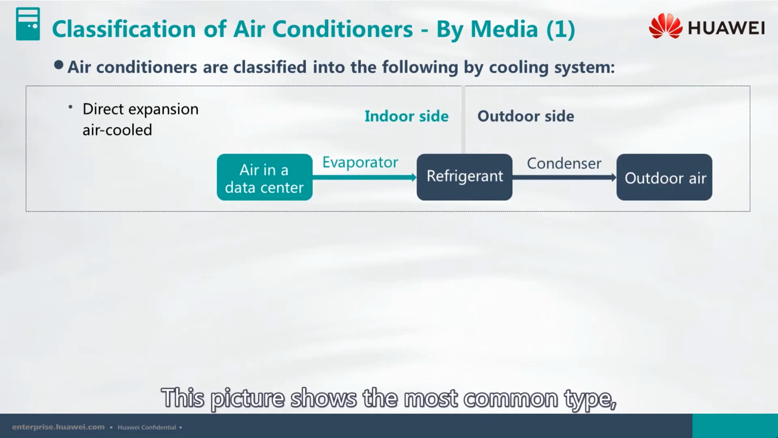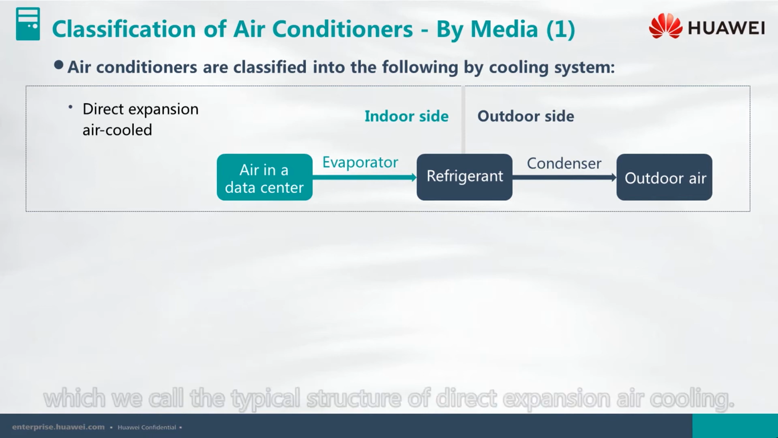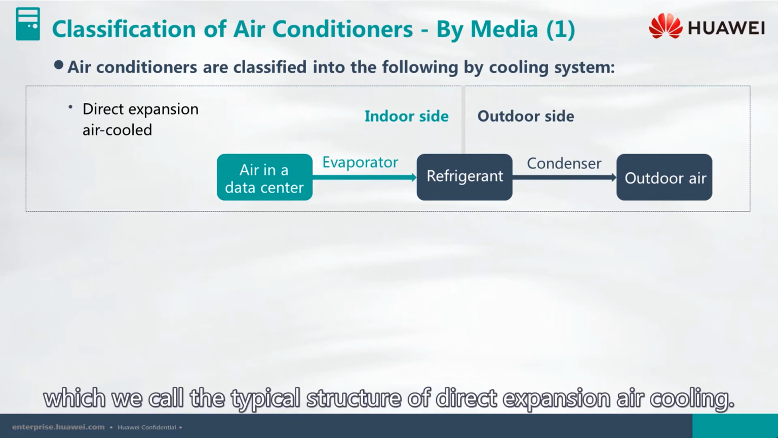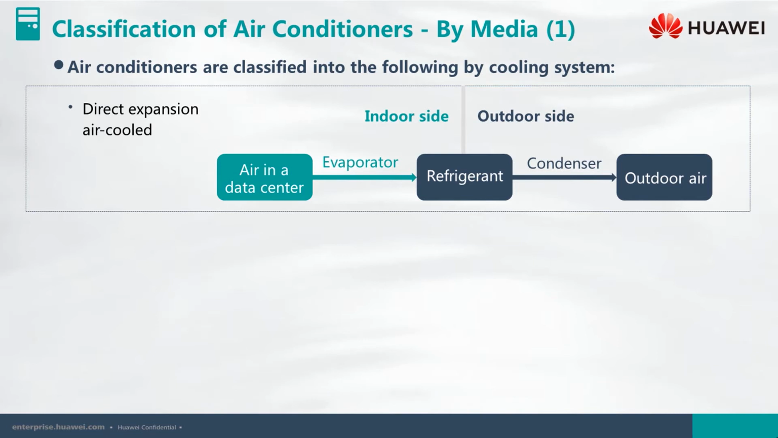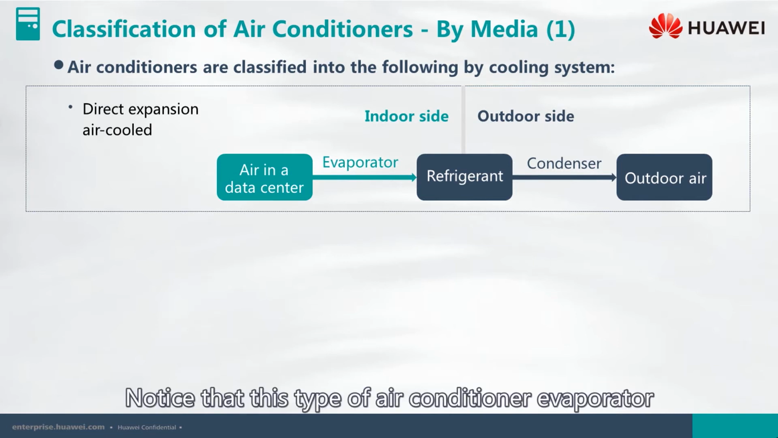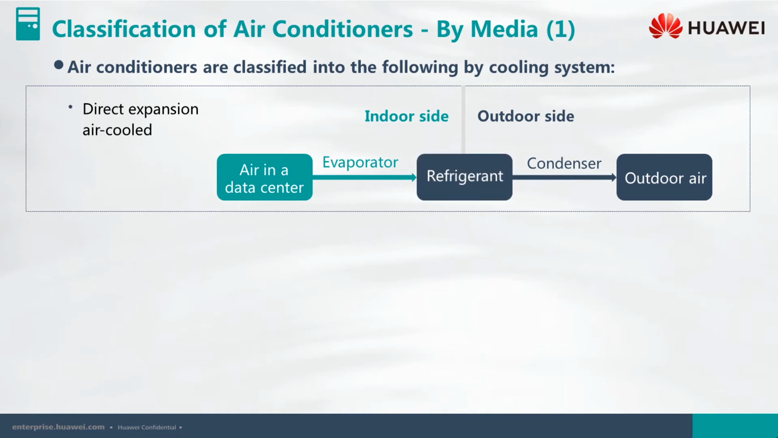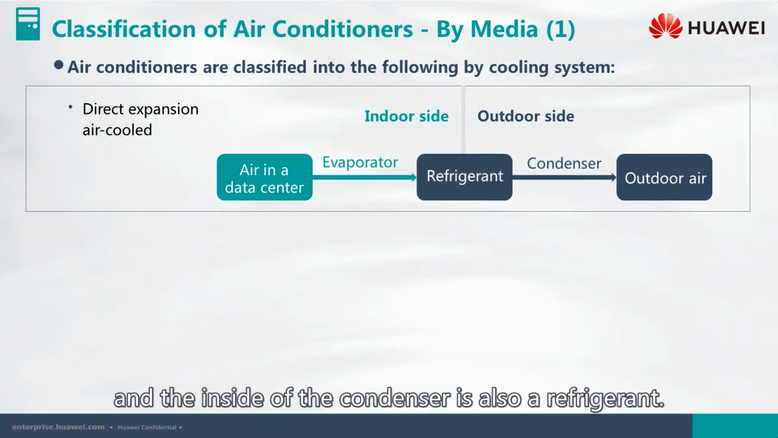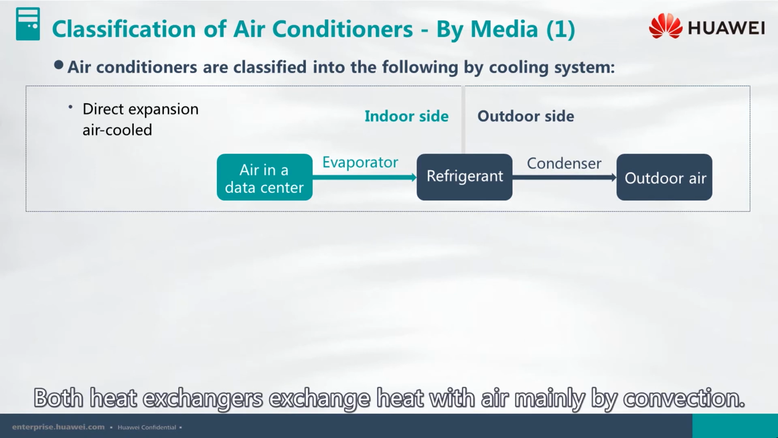This picture shows the most common type, which we call the typical structure of direct expansion air cooling. Notice that this type of air conditioner evaporator is filled with refrigerant, and the inside of the condenser is also a refrigerant. Both heat exchangers exchange heat with air mainly by convection.